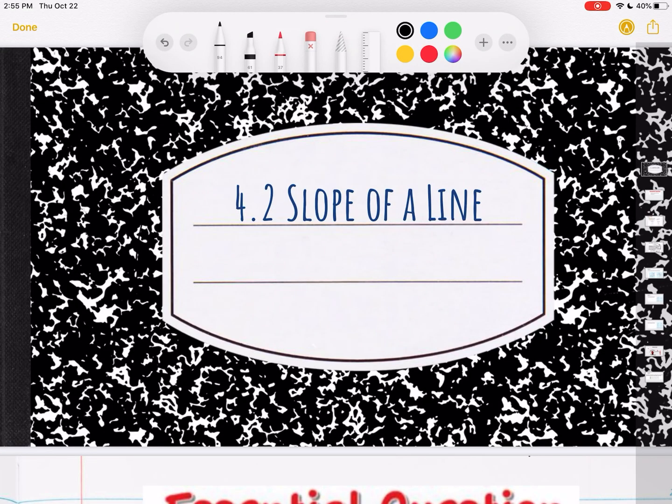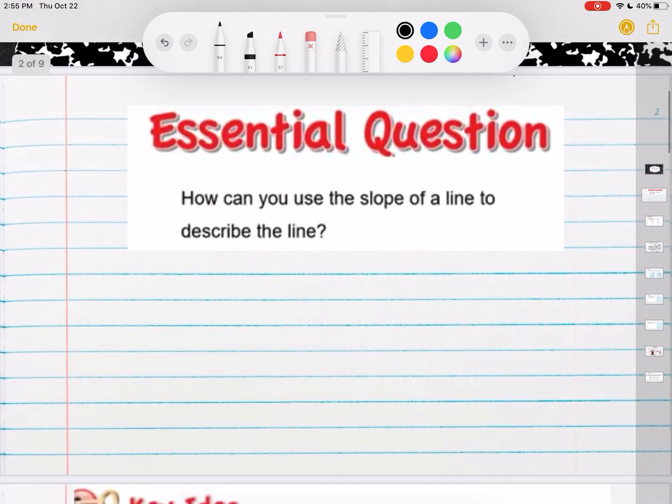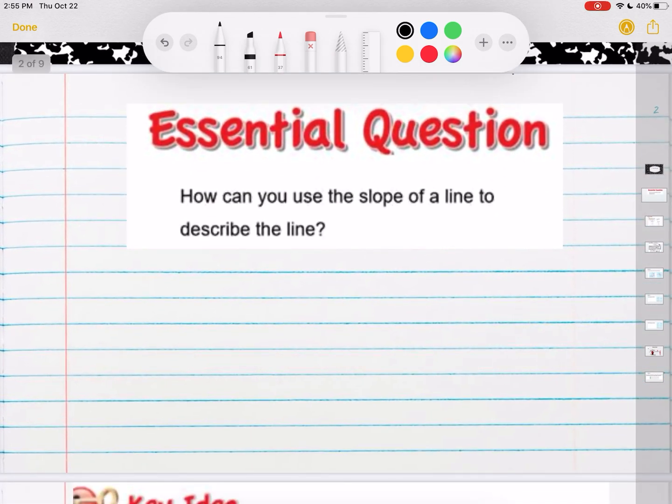Hey 8th graders, today we're going to be talking about 4.2 slope of a line. So our central question is how can you use the slope of a line to describe the line? So first, let's just talk about what does slope mean again?